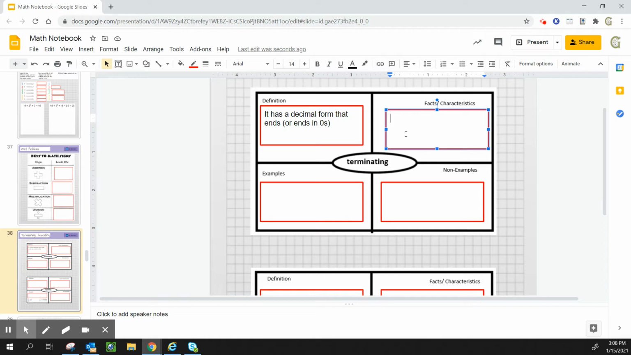So the kind of facts or characteristics with terminating decimals there would be that we don't have to write the end zeros, which we kind of already know, and you notice your calculator wouldn't do it if you try to put one in there. So an example of a terminating decimal would be something like 0.12, because it stops, it doesn't go any further, or 3.456789. Even though it goes on with a bunch of numbers, as long as it stops, it's still a terminating decimal.